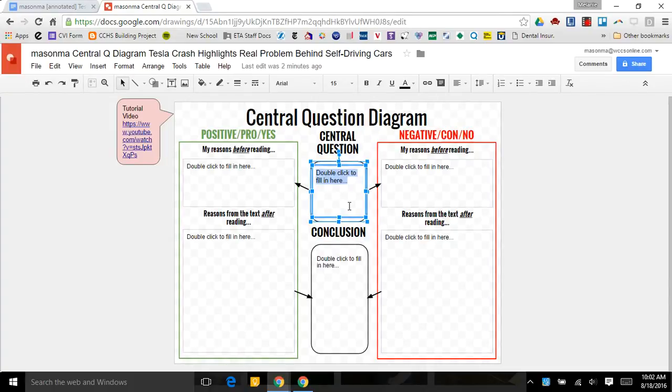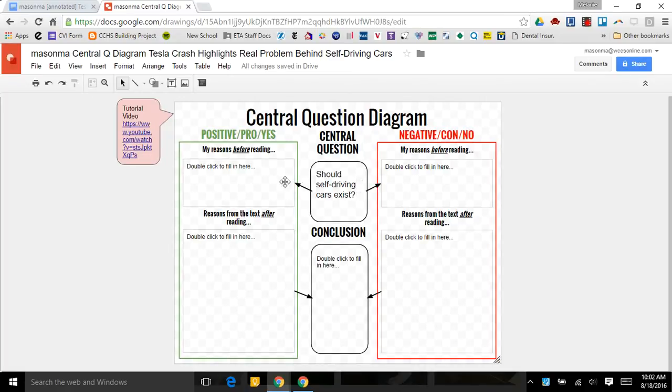So in the case of the topic we'll be studying this week, our central question is, should self-driving cars exist? This has been a hot issue with Tesla over the past year or year and a half, as it's an endeavor that they have put themselves behind and started working on. So should self-driving cars exist is our central question, and that's where we're going to start. Once I have my central question entered, I will follow the arrows to the next two boxes.